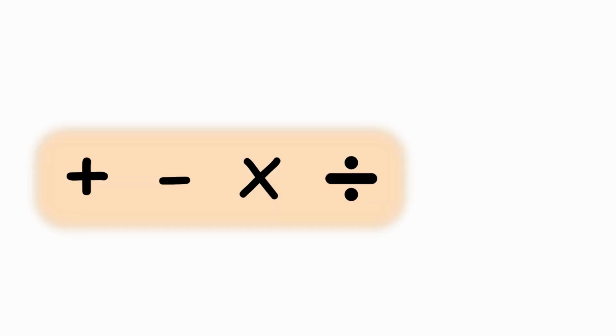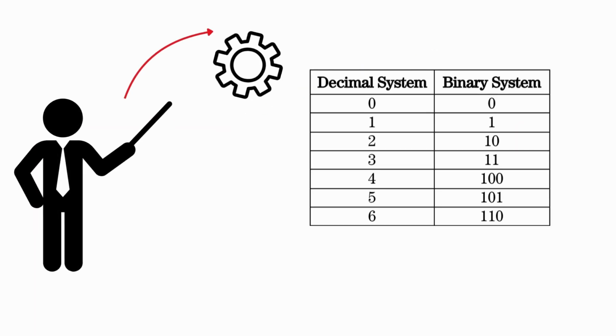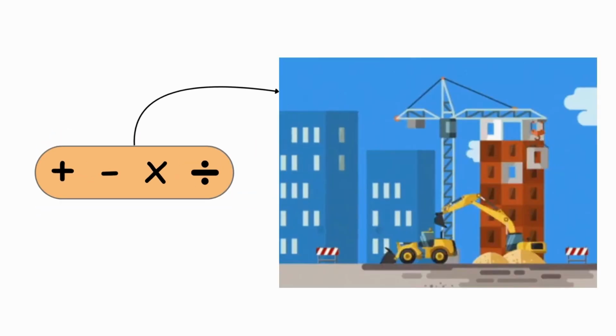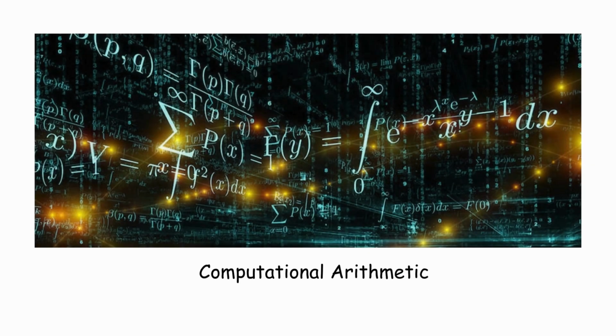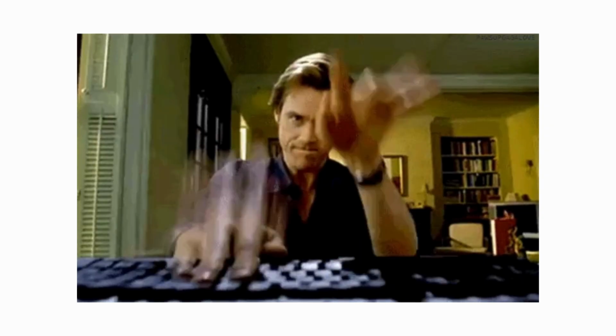Just as addition, subtraction, multiplication, and division are performed in the decimal system, it is also possible to operate with these values in the binary system. The difference is that there are only two digits, 0 and 1. Binary operations are the foundation of computational arithmetic, which uses these rules to perform millions of calculations per second.